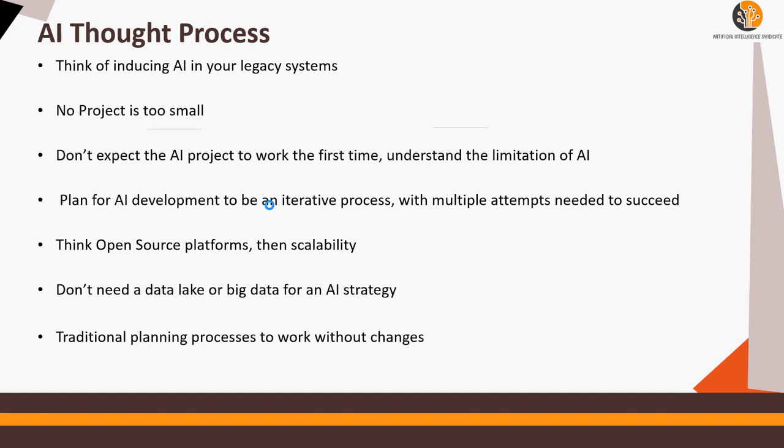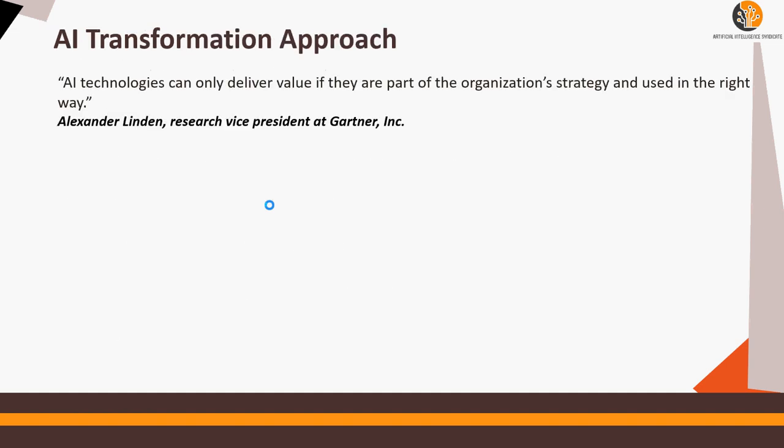Now, how do you start using AI to transform your company? AI technologies can only deliver value if they are part of organization strategy and used in the right way. This is by Alexander Linden, a research vice president at Gartner. Fail fast, learn fast approach. Start quickly, fail, understand what went wrong, and redo it because it's an iterative process.